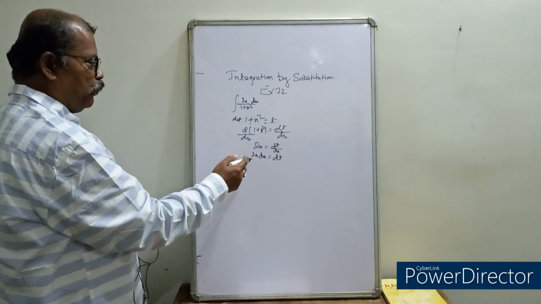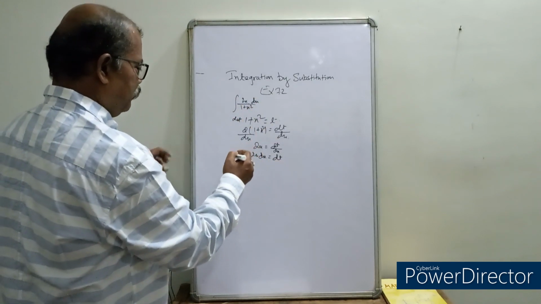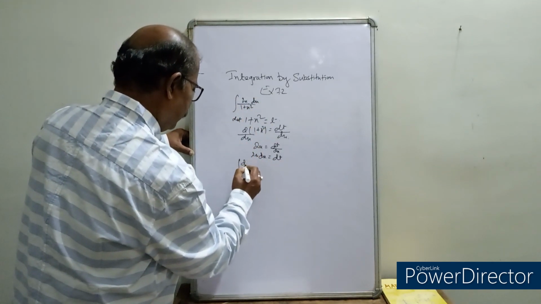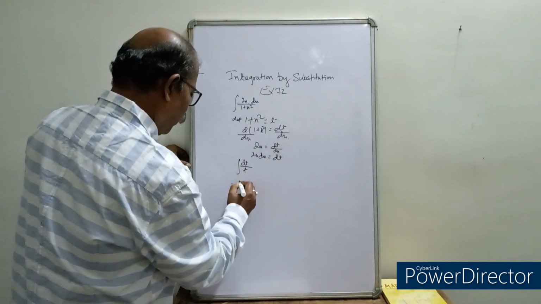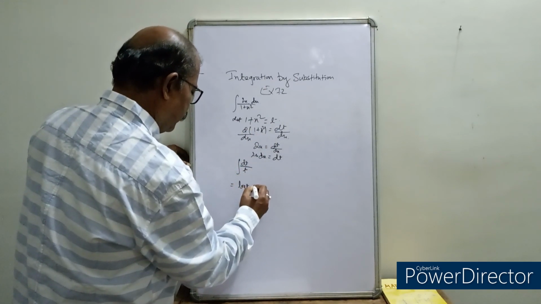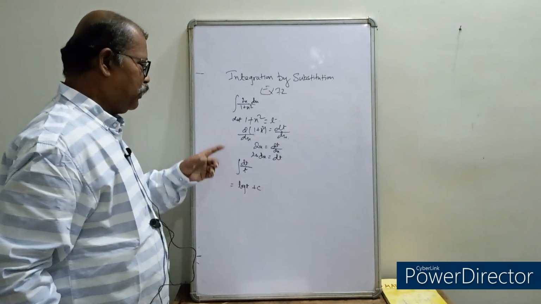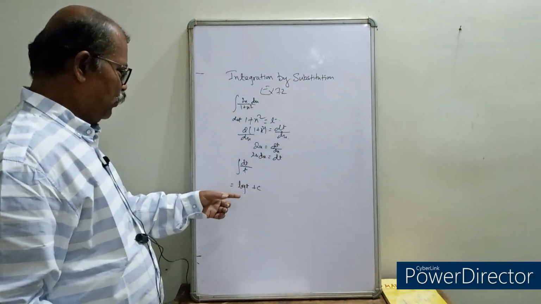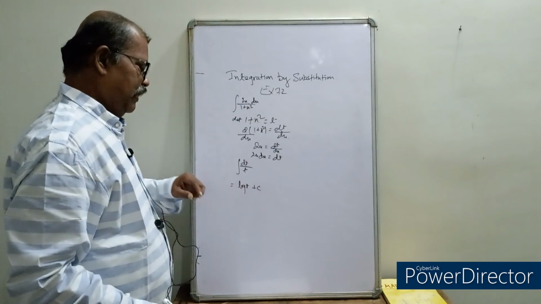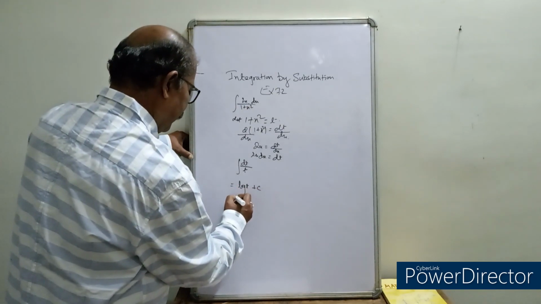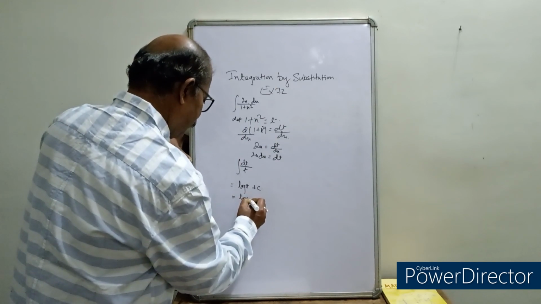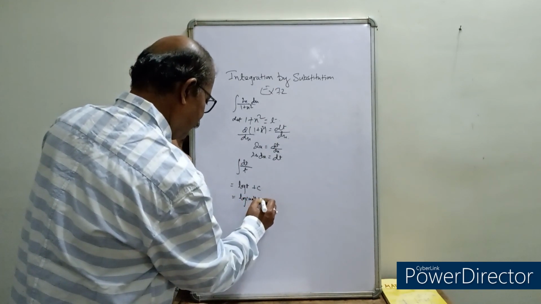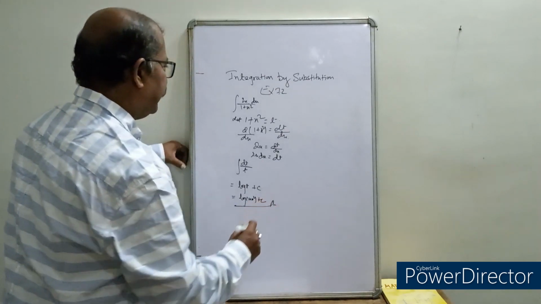Now I am going to put the value of 2x dx as dt. So here you see dt, and 1 plus x square is equal to t. You get log t plus an integration constant, because this is an indefinite integration. Now again I replace the value of t, that is log of 1 plus x square plus c. So this is your answer.